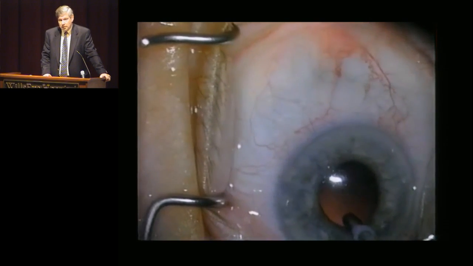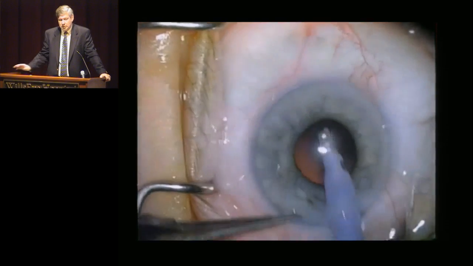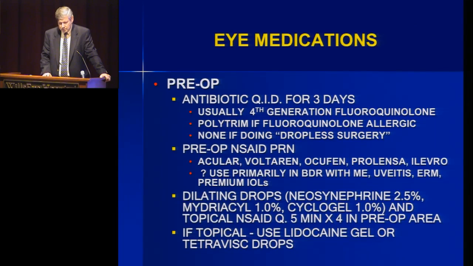What about, Dr. Lehman? Obviously, it's best if you could put the Mayugin ring or the iris hooks in early on in the case. What if you're at that point in the case, the lens is in the iris plane, you're trying to get it out? Can you put in a Mayugin after you get it out? Yes.